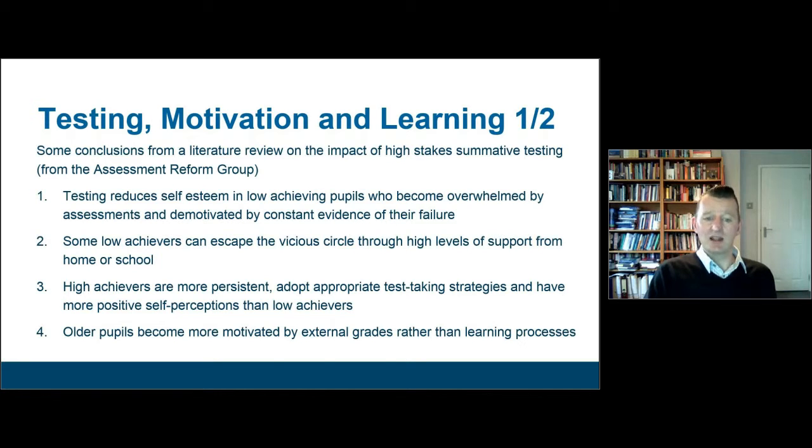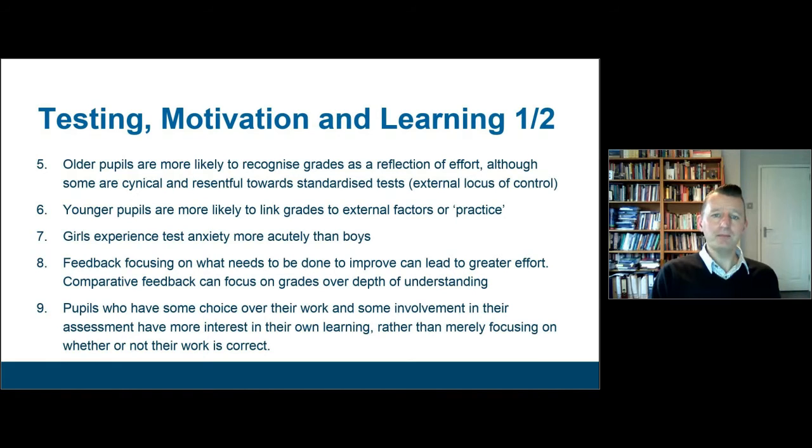High achievers, on the other hand, tend to be more persistent. They do adopt appropriate test-taking strategies, and they have a more positive self-perception than those low achievers. So this creates winners and it creates losers. And older pupils become more motivated by external grades rather than the learning process. So it's perfectly usual in exam groups to find children talking to the teacher about how to do better in the exam, what exam strategies they need to employ, rather than having deep conversations about history.